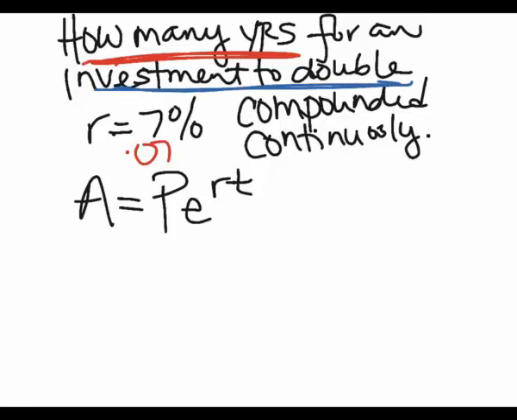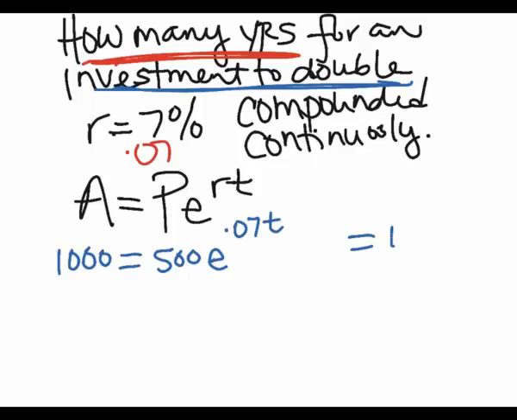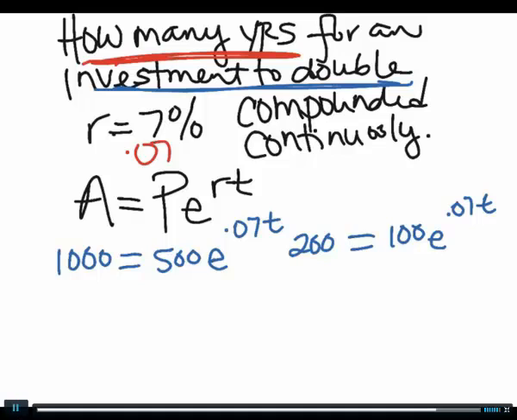So let's say John said, well, I'm going to start off with $500. Well, that's cool. If you want it to double, then that means your A has to be 1,000. You have e to the 0.07t, right? Now let's say Lucy wanted to choose $100 for her P. Well, if she wants it to double, that becomes $200 over here, times e to the 0.07t. You could choose any number you want for P as long as your A is double that amount.